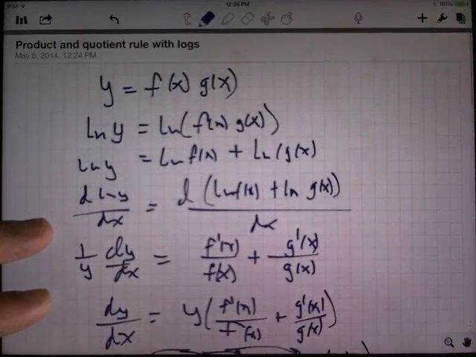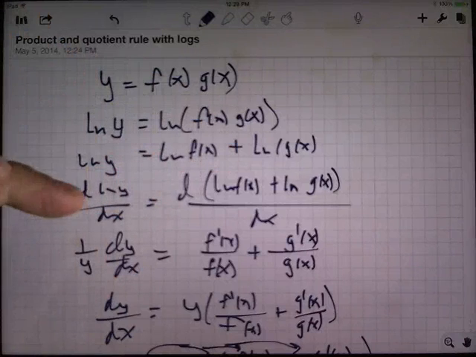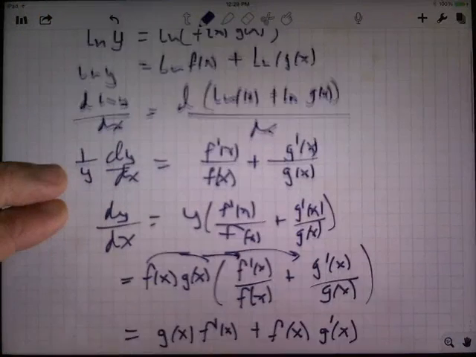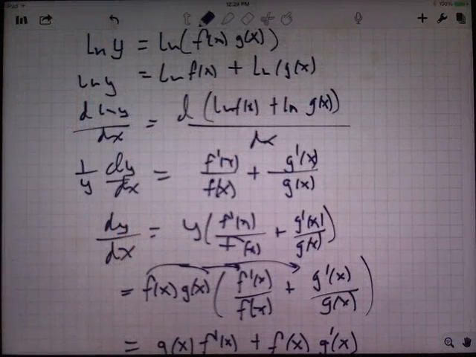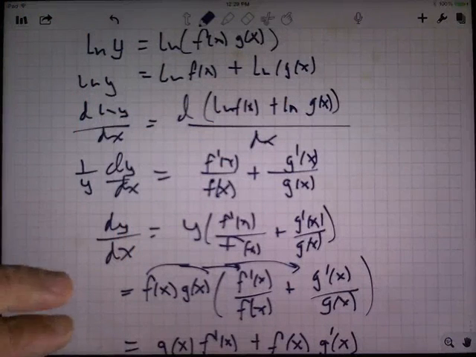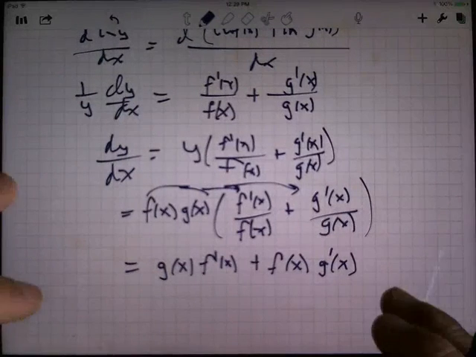All I used was a property of logs to break products into sums, implicit differentiation, and the derivative of log functions. How do you take the derivative of log of something, right? And then you get it back, and you've got the quotient rule. Sorry, the product rule. Let's do the quotient rule now.